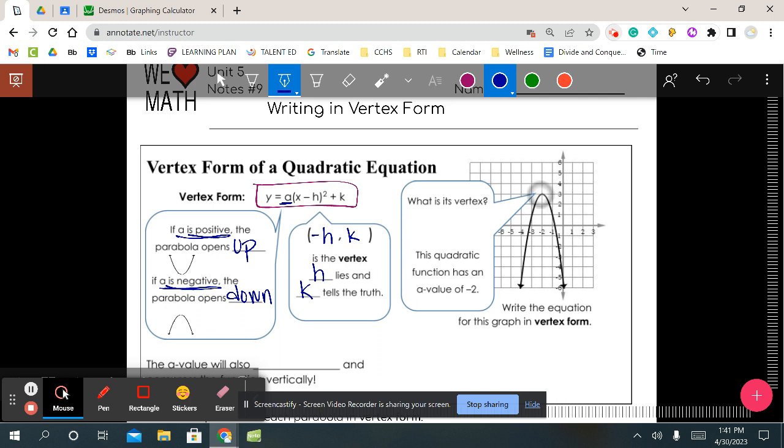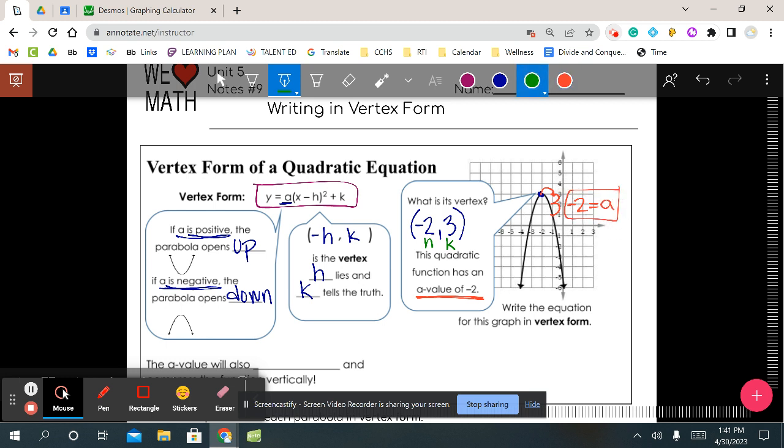So on this first one, the vertex is right there. So our vertex is -2, 3. So this is our h, this is our k. And then it says the quadratic has an a value of 2. So how we find that a value is you always go over 1 from your vertex, and then it's how many go up or down. So this one we went over 1, and since we go down, it's going to be a negative, and we went down 2, so it's -2. So that is how we got our a value.